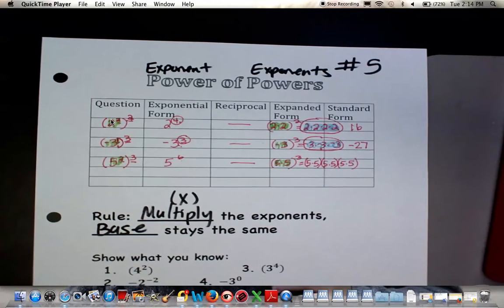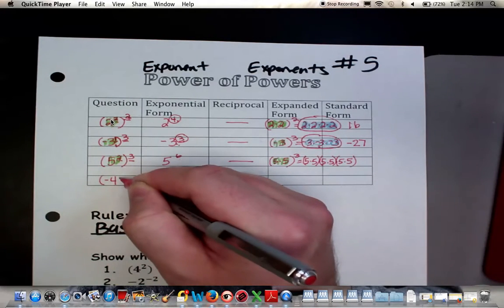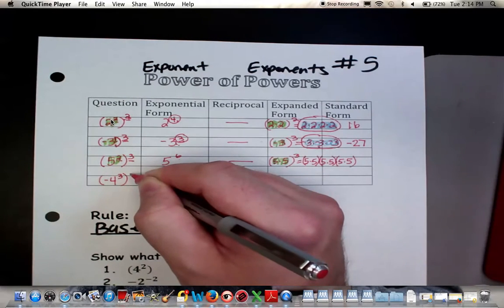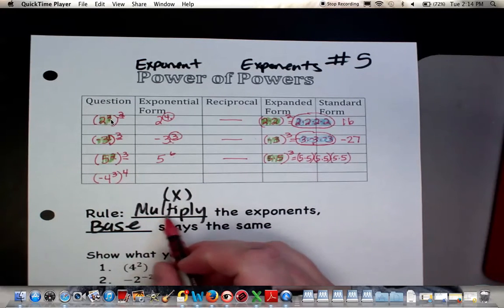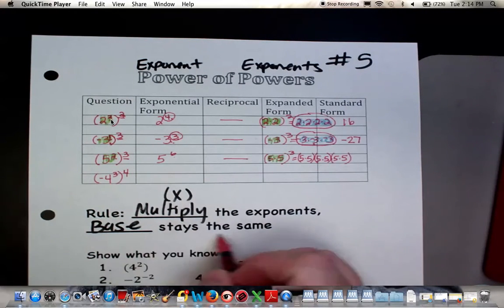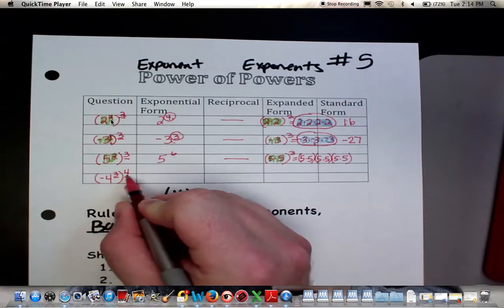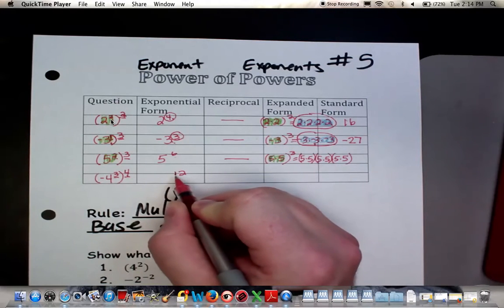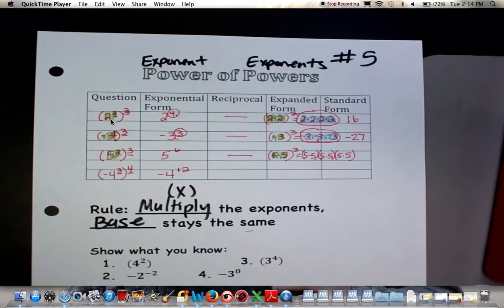So let's try that. If I give you one like this here, negative 4 to the third power to the fourth power. Now let's see. According to the rule, I multiply the exponents and the base will stay the same. So here are my exponents, 3 and 4. When I multiply 3 times 4, I get 12. And my base is going to be negative 4. So that's my answer.